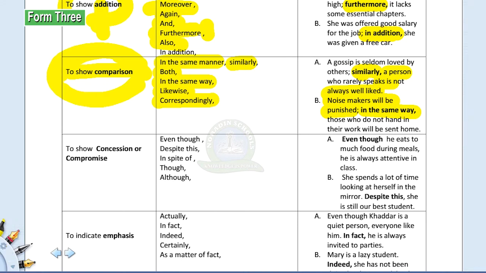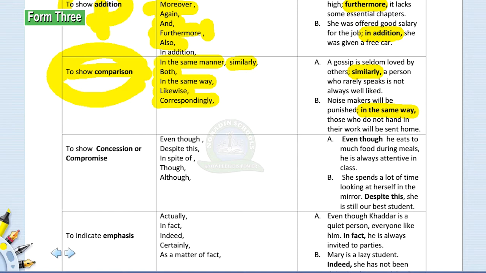Okay, see, I used one linking word here, the word similarly. But the second one I used, in the same way. Let's highlight the two words I have used. This one I have used similarly, but this one we have used in the same way, different. But if I repeat the word similarly over 10 times, it won't be interesting. Noisemakers will be punished. In the same way, those who do not hand in their work will be sent home.